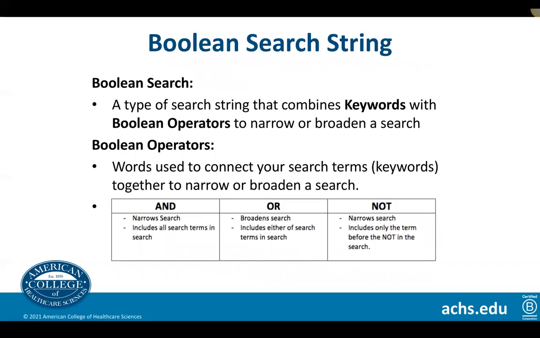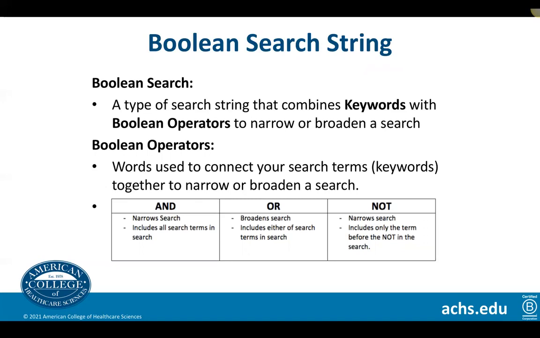One type of search string that you can create, and this is not required, you're never required to do this, but it can help with your searches, is a Boolean search. It's a type of search string that combines keywords with what are called Boolean operators, and this helps narrow or broaden your search results. There are 3 different types of Boolean operators that you can use in your search: and, or, not.